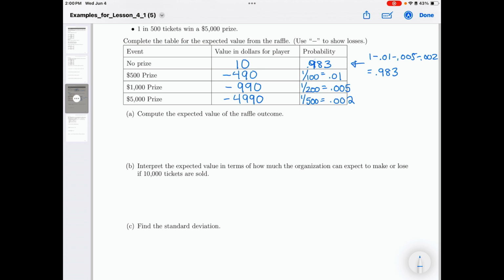Now for part A, it says compute the expected value for the raffle outcome. So to find the expected value, we're going to take each of the values in the first column and multiply them by each of the probabilities in the second column. And then we add them all up.